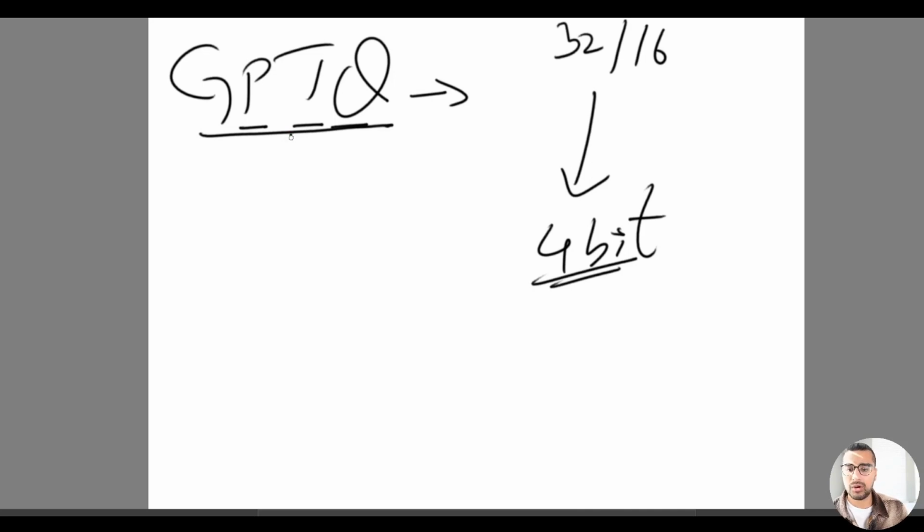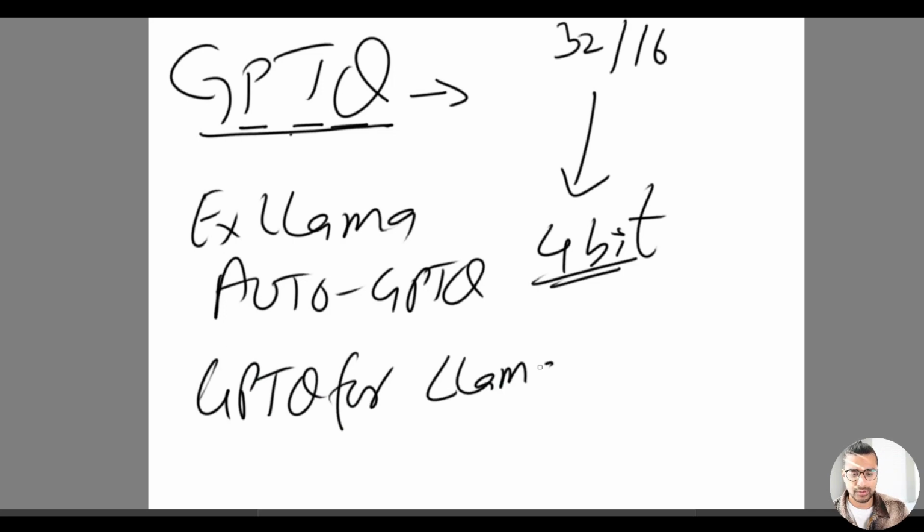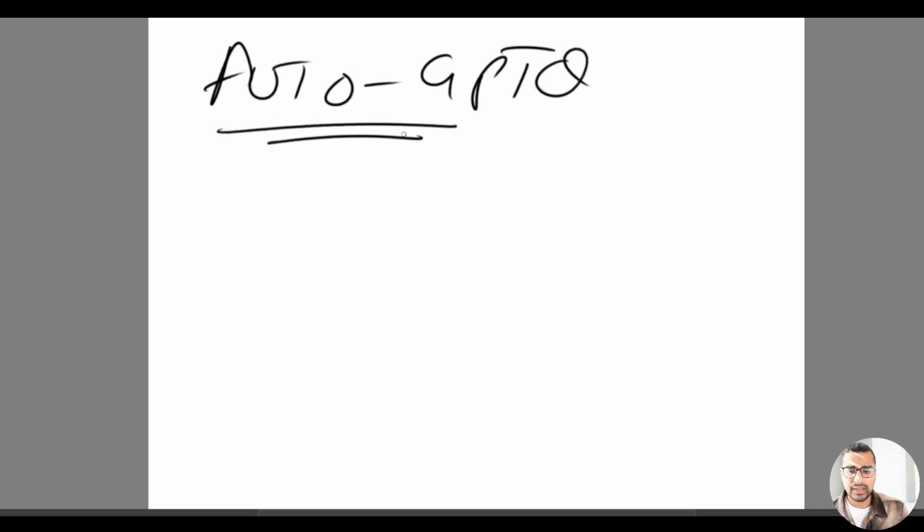these GPTQ quantized models are Xllama, AutoGPTQ, and GPTQ for Llama. Okay, you can use either of these libraries to run a quantized version using the GPTQ algorithm, right? Okay, so I'm not gonna cover XLlama or GPTQ for Llama, but I'm gonna cover AutoGPTQ because this library is integrated with Hugging Face, and to run a model using Hugging Face libraries, in my opinion, is the easiest way and most effective way. Okay, because AutoGPTQ is already integrated with the Hugging Face library.